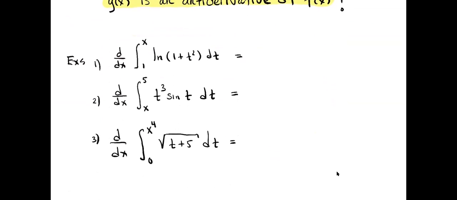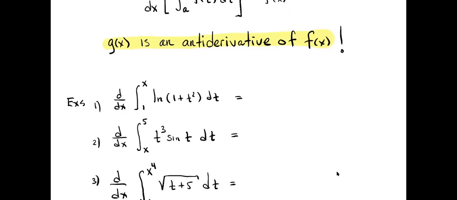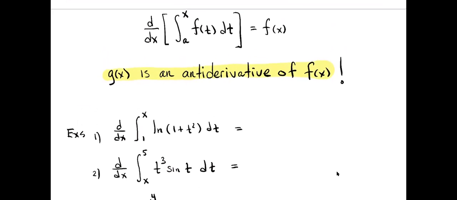Let's do a couple of real quick examples that kind of illustrate this formula. I'll let you keep seeing it while we do some of them, to calculate derivatives of these area functions. This first one, the f of t is this logarithm function. Well, the fundamental theorem of calculus says that that derivative is just that function, but evaluated at x. So it would be the log of 1 plus x squared.